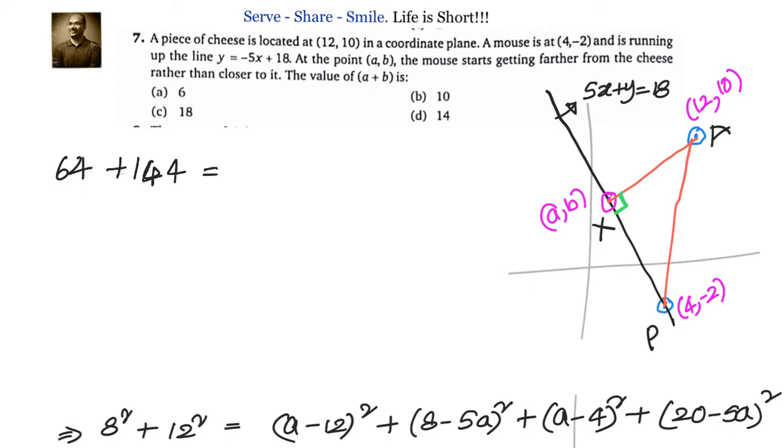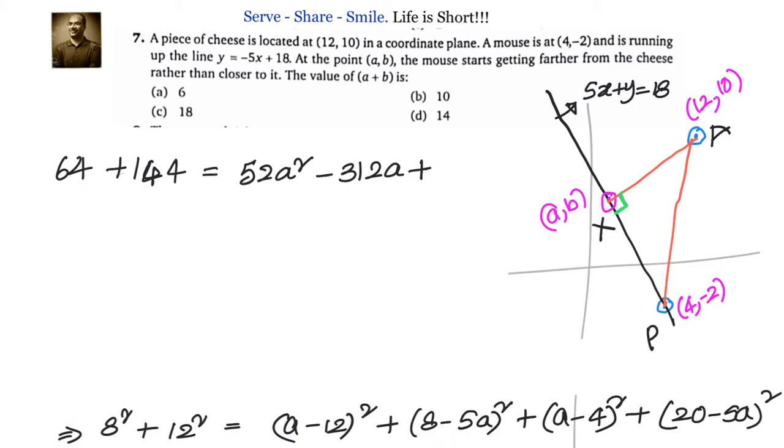Now let's try to simplify this in one shot. We have the a² terms: 25a², 25a², and adding them, you will get 52a². Now let us look at the a terms. We have -24a, -80a, then -80a, then -200a. Let's add them, and you will get -312a.